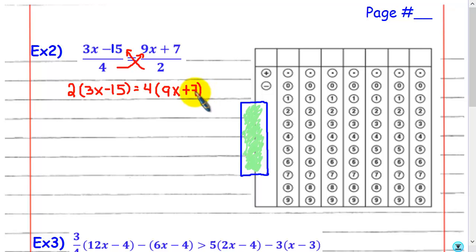Okay, so once we get rid of the fraction by cross multiplying, we have a very simple equation that has parentheses. The first thing we need to do is get rid of the parentheses by multiplying. We take the number outside and multiply by what's inside. So 2 times 3x equals 6x. 2 times negative 15 will be negative 30. And 4 times 9 is 36. And 4 times 7 is 28.